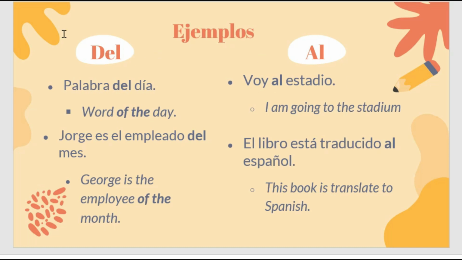A la izquierda, to the left, del. Palabra del día. Word of the day. Jorge es el empleado del mes. George is the employee of the month. De inglés a español. George is the employee of the month. Jorge es el empleado del mes. Word of the day. Palabra del día. Y las contracciones son del y al. Y estos son los ejemplos. These are the examples.